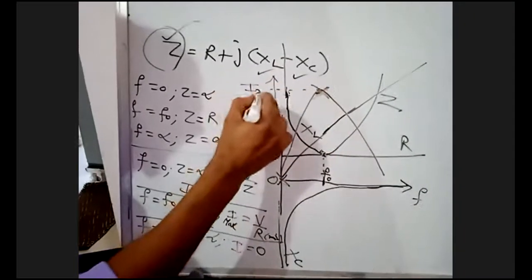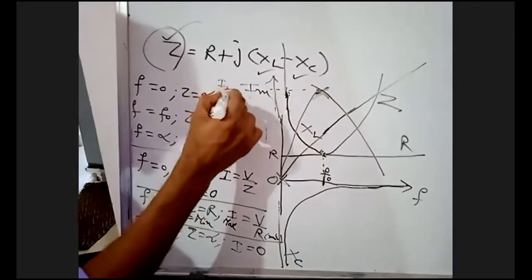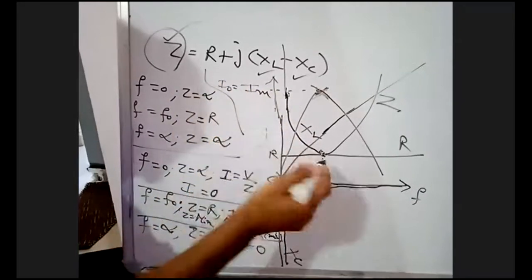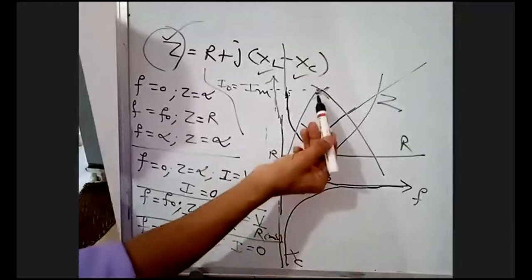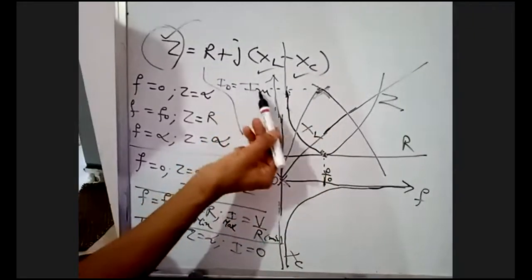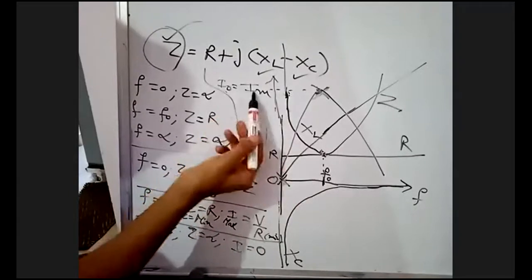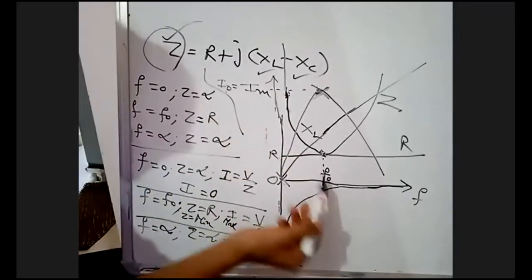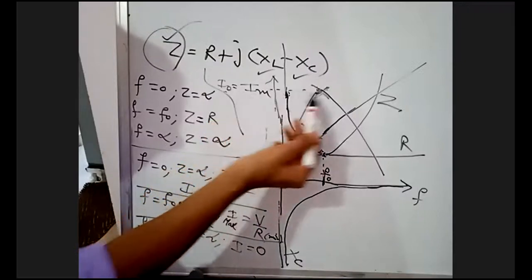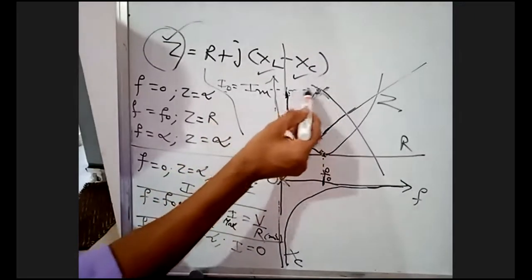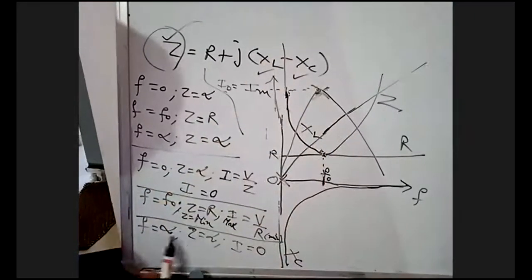IM is the maximum current. IM is equal to I naught, the resonant current. At resonant frequency, we are getting the maximum current, I naught. At resonant frequency f naught, I am taking it as I naught, which is the peak value, the maximum value. Again at f equal to infinity, your current comes to 0.